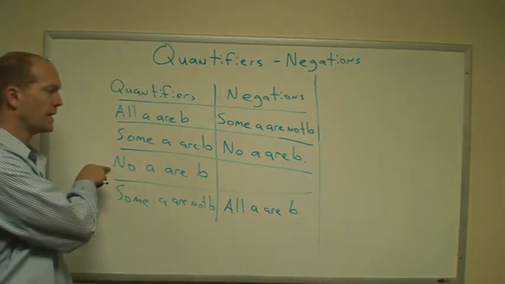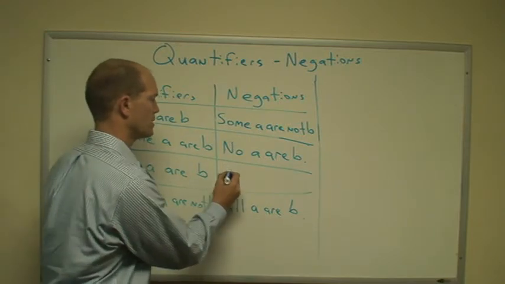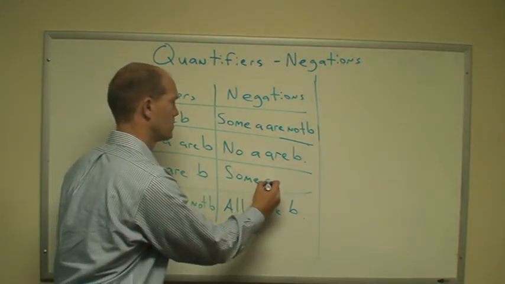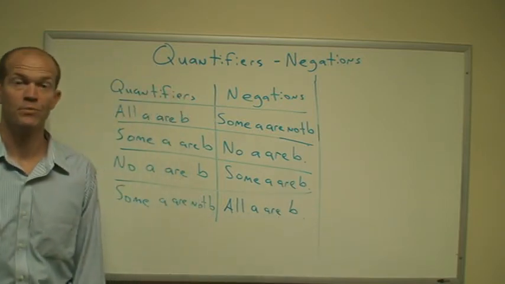Noticing that "no A are B" is indeed one of our other quantifiers, the negation of "no A are B" must then be "some A are B." Have fun with logic.